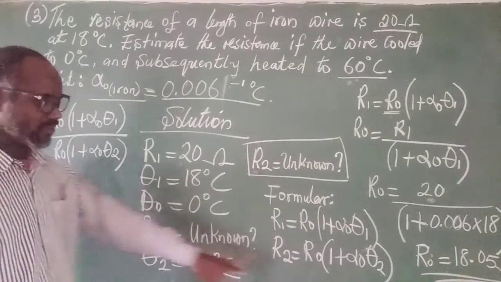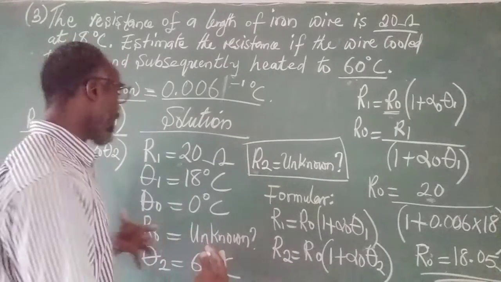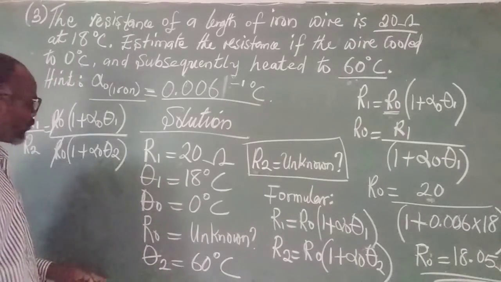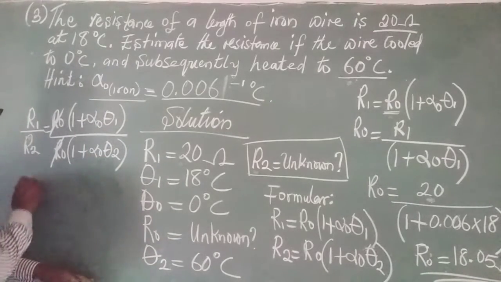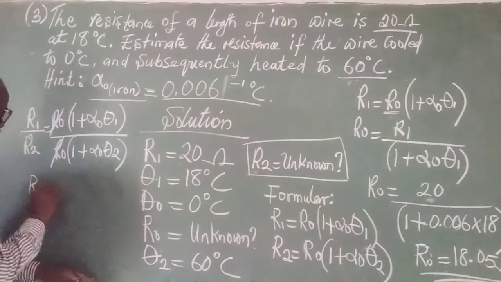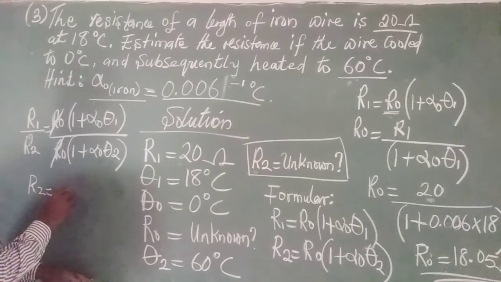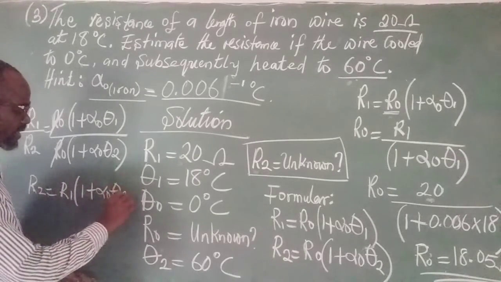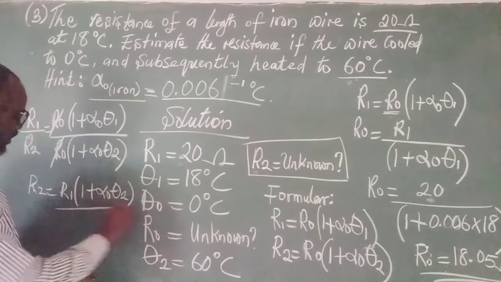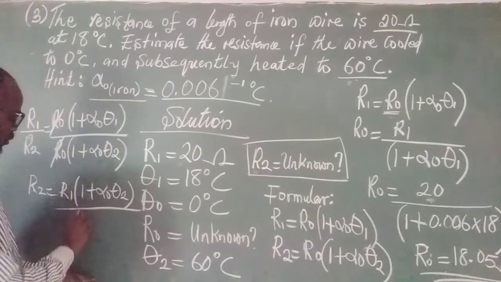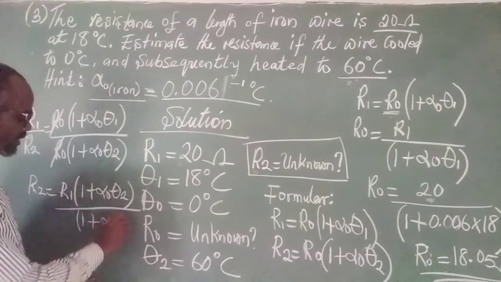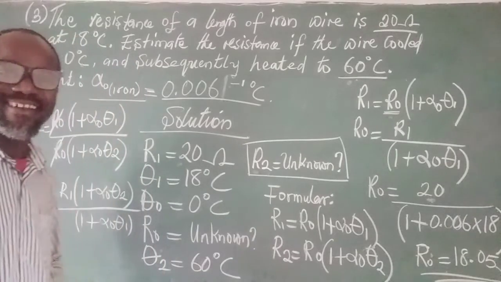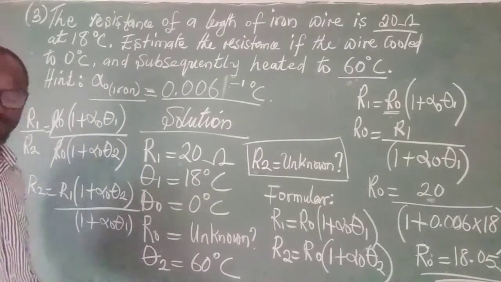So we are combining the two. Of course, we cancel R0 and we are left with this. Then we make R2 the subject. R2 becomes R1 bracket 1 plus temperature coefficient times theta 2 bracket close, all over bracket 1 plus temperature coefficient times theta 1. So with this, we are making progress. So what do we do? We substitute.